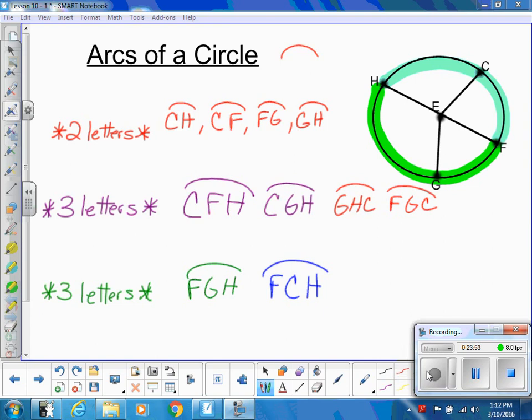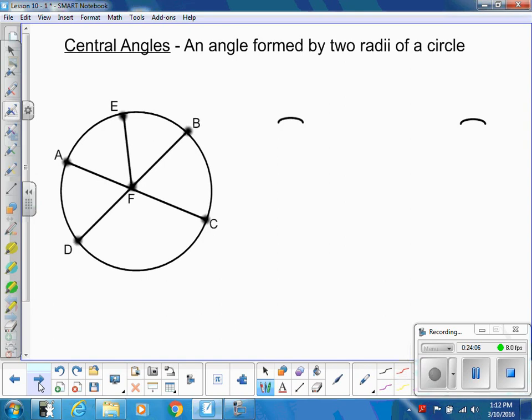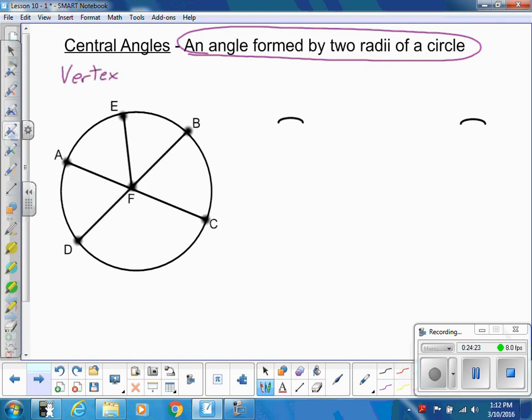Now there's 4 different types of angles in a circle. Central angles, inscribed angles, inside angles, and outside angles. Today we're just going to do the easiest one, the most basic, and that's a central angle. A central angle is an angle formed by 2 radii of a circle. That means its vertex is always the center of the circle.